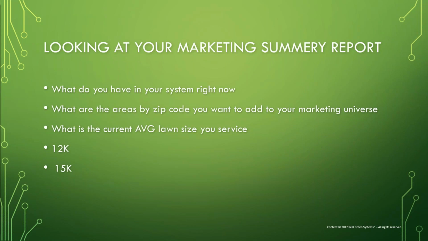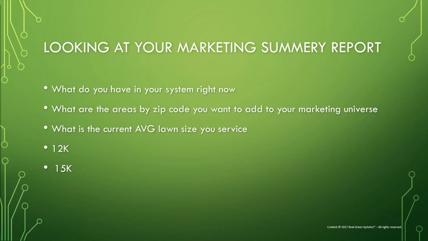So, you want to look at what areas do I want to go into. Looking at your marketing summary report in Service Assistant is one good way to see what are the zip codes that I need to add marketing data to. How many customers do I have in each individual zip code, and where do I want to go next? So you really want to look at your marketing summary report to give you the best idea for that.